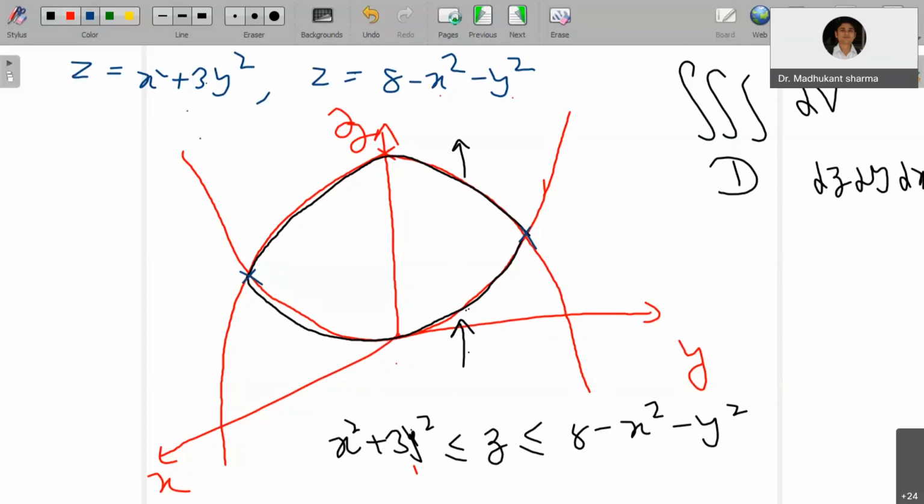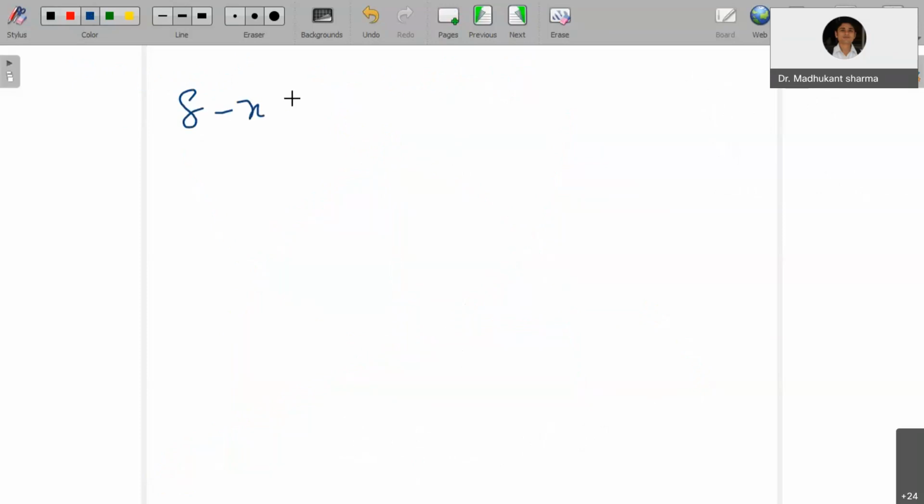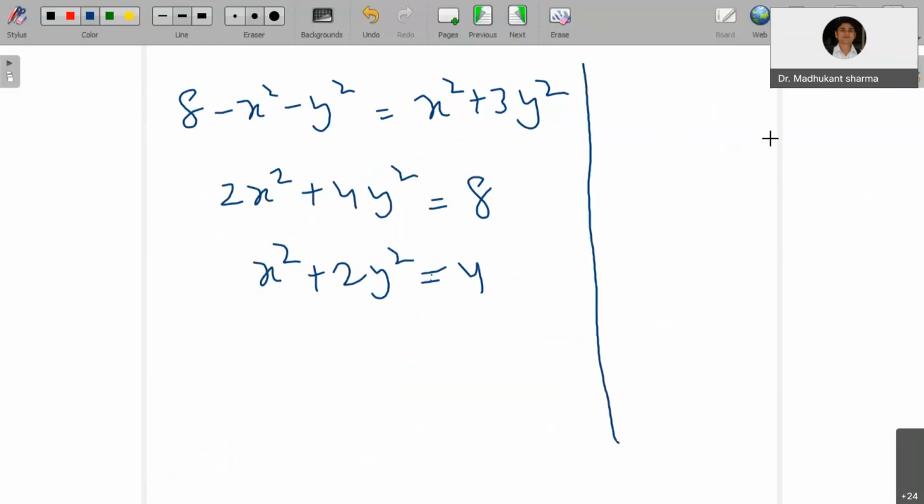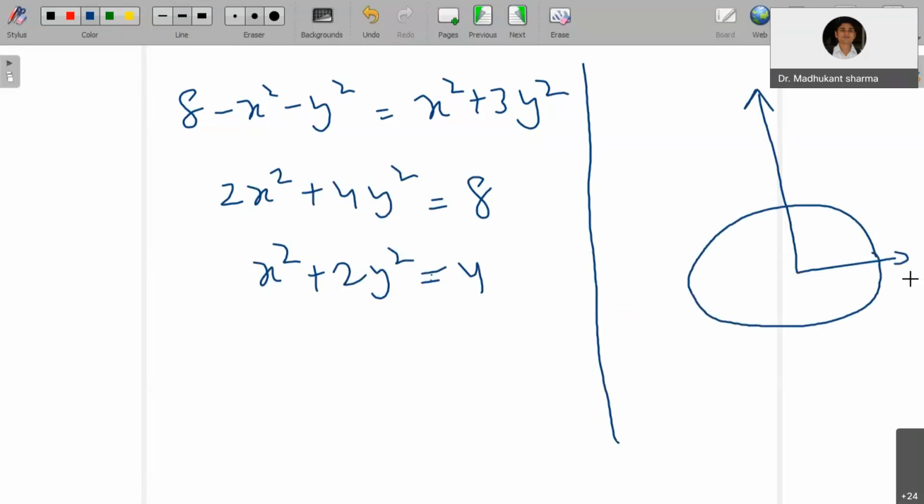Where they meet is when 8 minus x square minus y square equals x square plus 3y square. This gives 2x square plus 4y square equals 8, so x square plus 2y square equals 4. So it is going to be an ellipse in the xy plane.